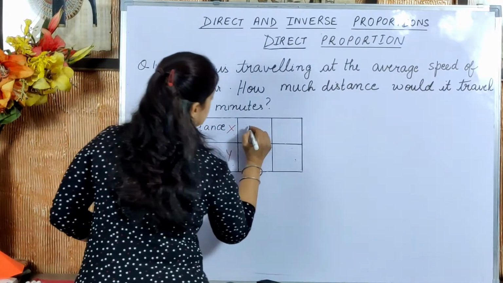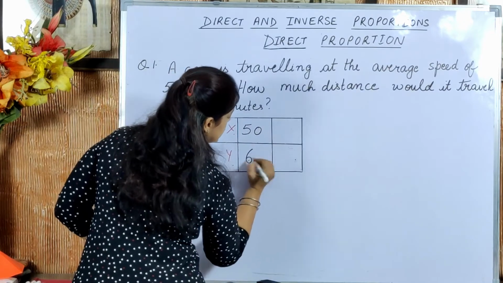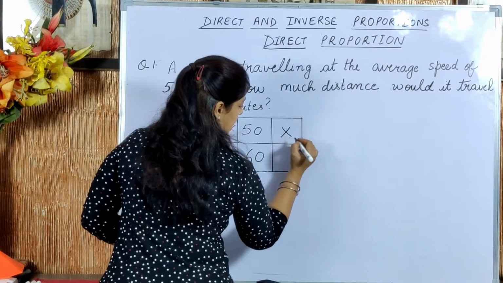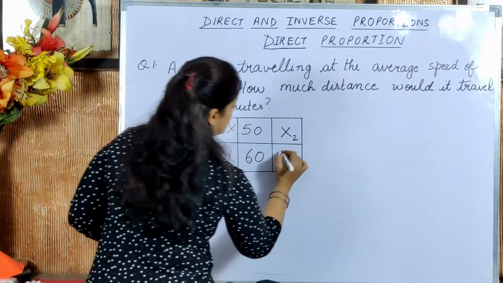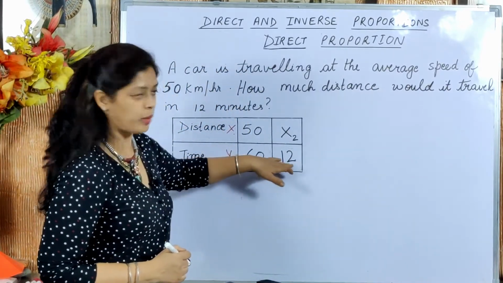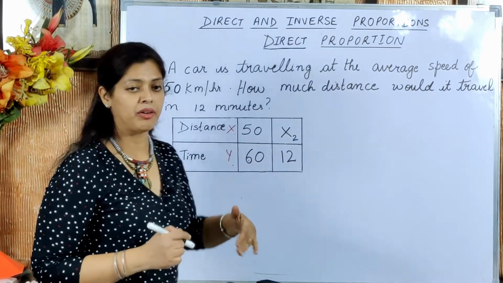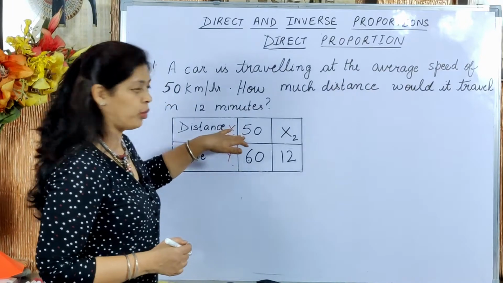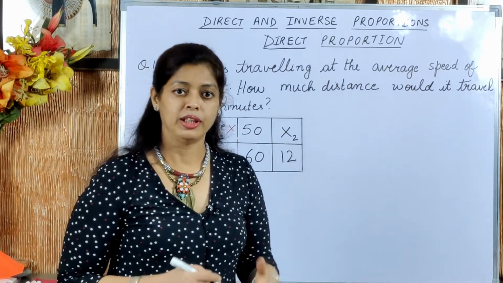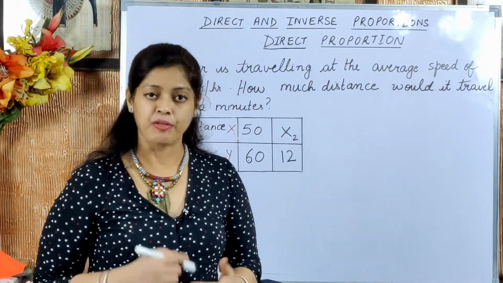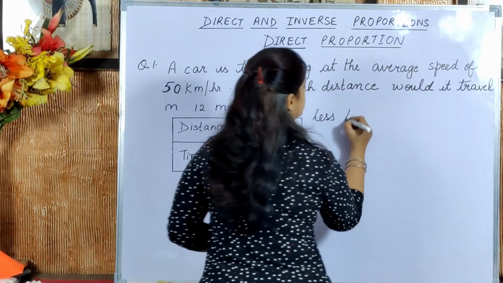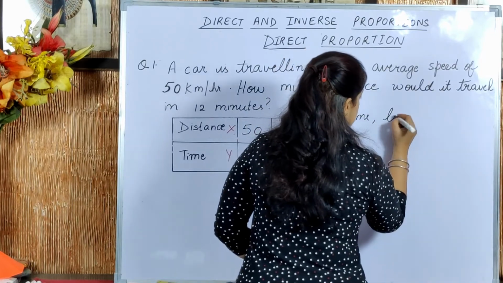Now it travels 50 kilometers in 1 hour, that is 60 minutes. So how much distance, which can be taken as x or x2, will it cover in 12 minutes? Now since the time has reduced from 60 to 12, with the same speed, the distance covered also will reduce. More the time, more is the distance covered at a constant speed. Less the time, less is the distance covered. So the quantities are moving in the same direction. Therefore, we can say that the variation is direct. So we can write here: less time, less distance covered.